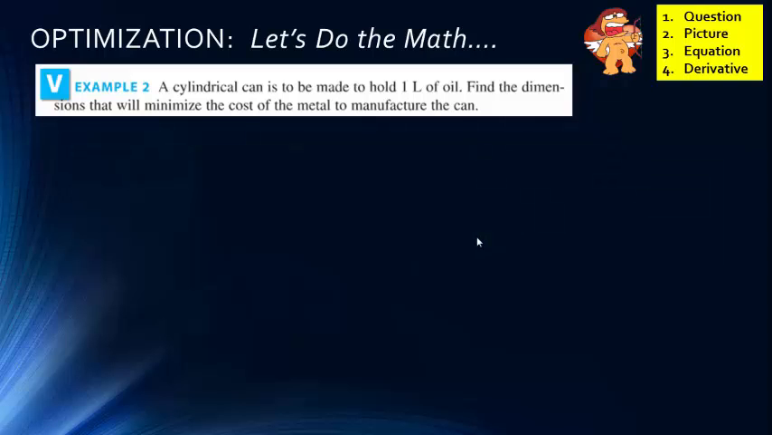Here we have a more challenging problem using geometry. A cylindrical can is to be made to hold 1 liter of oil. Find the dimensions that will minimize the cost of the metal to manufacture the can. So we're minimizing cost. Again, look for the word. So we want to minimize the cost.